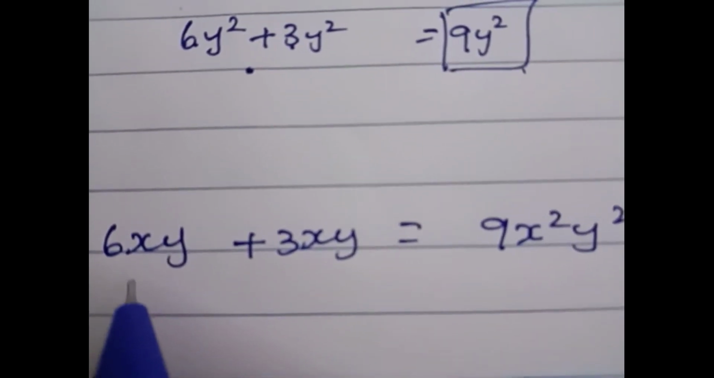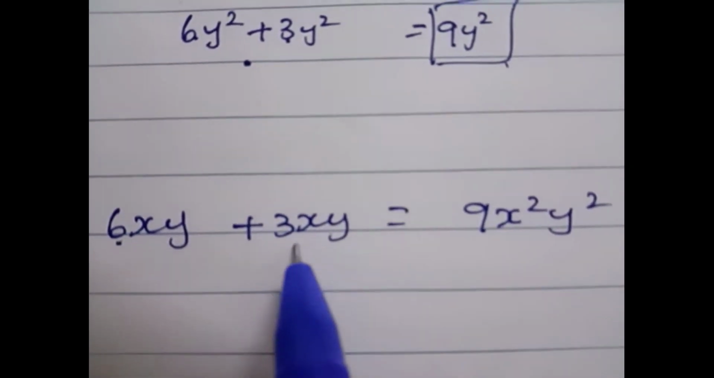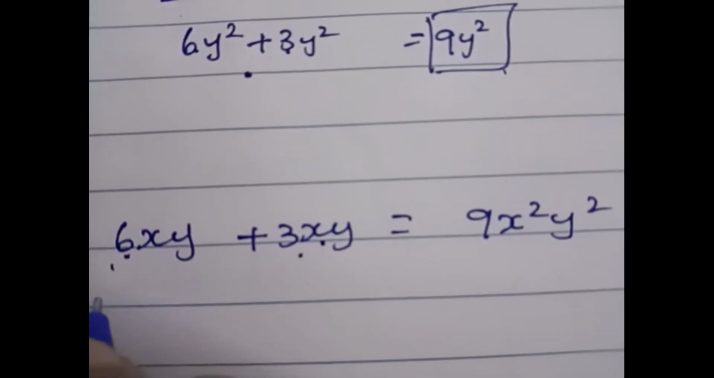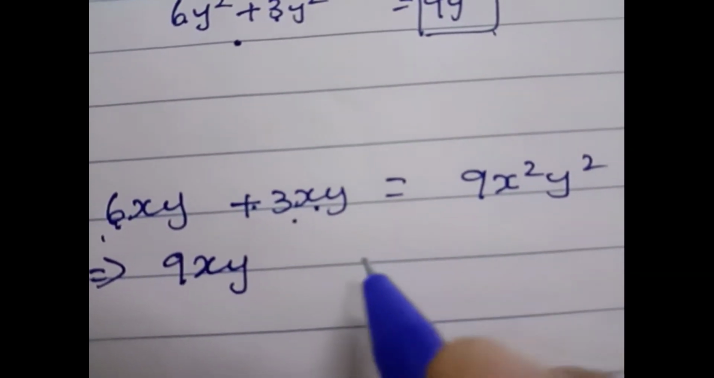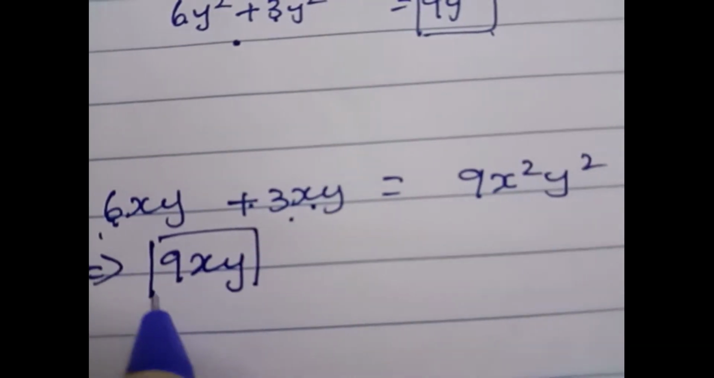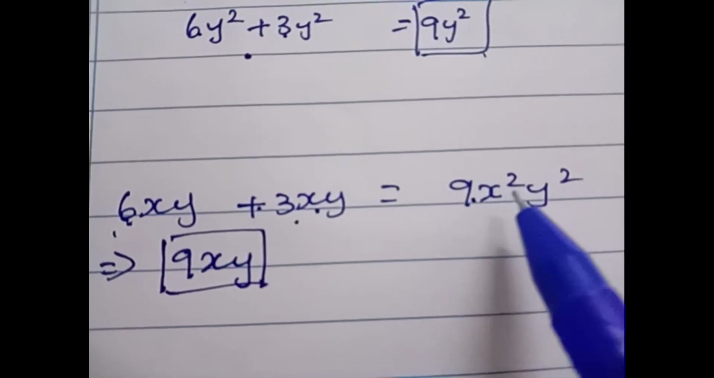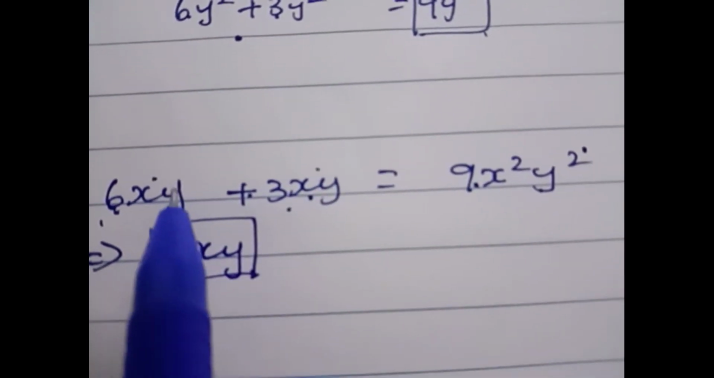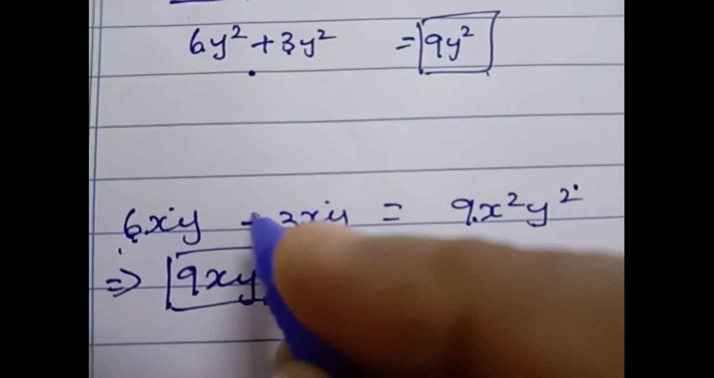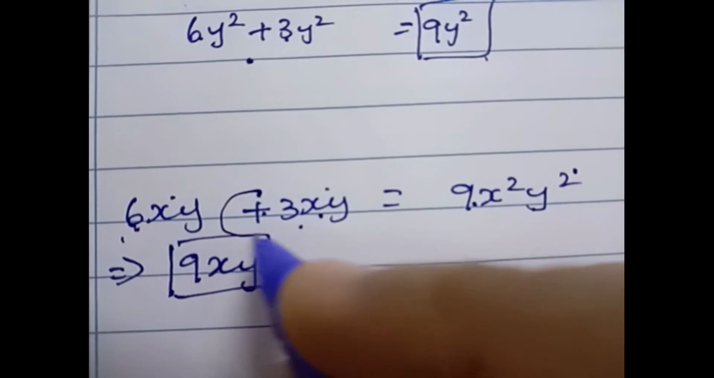Then again if you see here, both are the like terms. So add it. 6 plus 3 is 9xy. But in your right hand side they given 9x square y square. You should not add the powers if the sign is the positive.